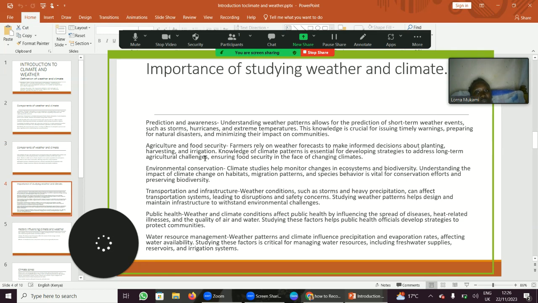Importance of studying weather and climate: it helps in prediction and awareness. In agriculture and food security, it helps farmers in forecasting the plants and crops that they will grow. It is also for environmental conservation. When we study weather and climate, we can conserve the environment. For transportation and infrastructure, one can know when to transport or when to go to a place. For public health and water resources management, where people store water, you can predict for other things like irrigation and water management.